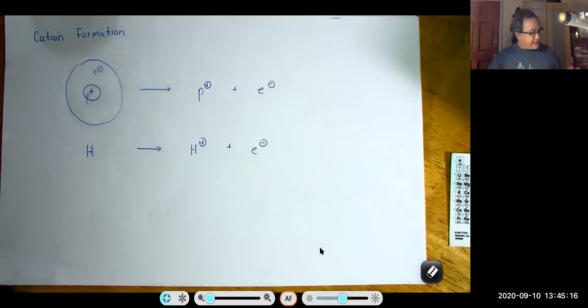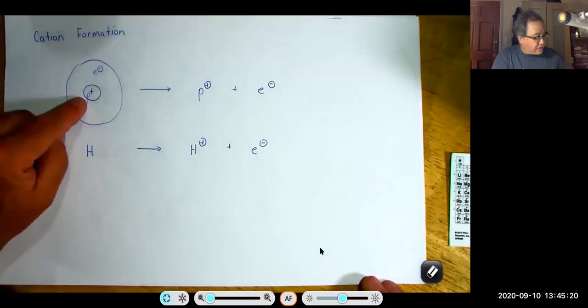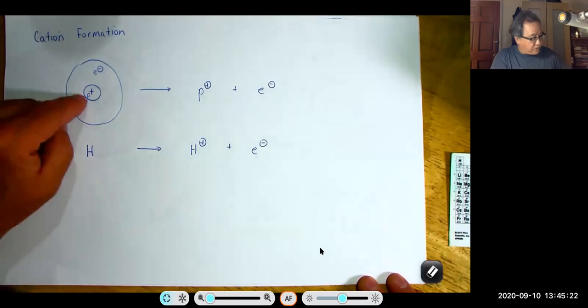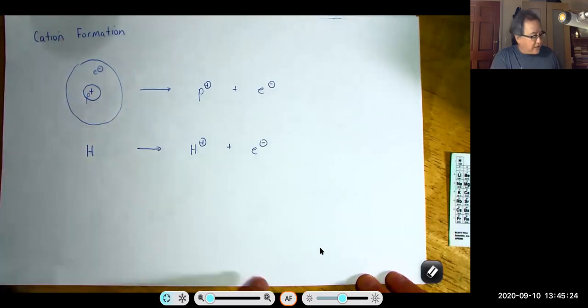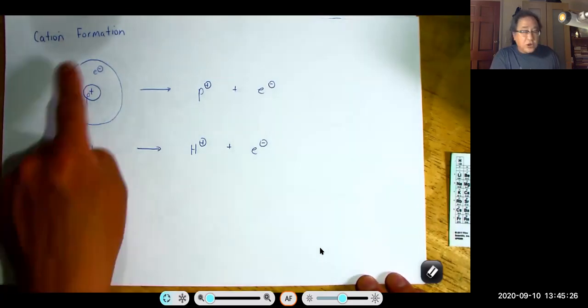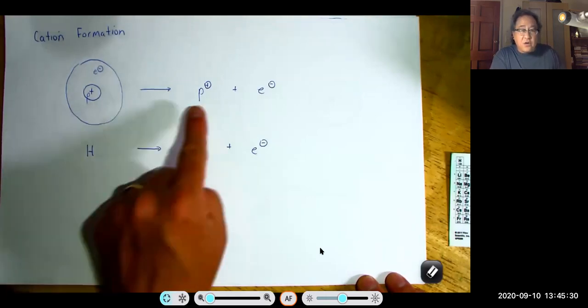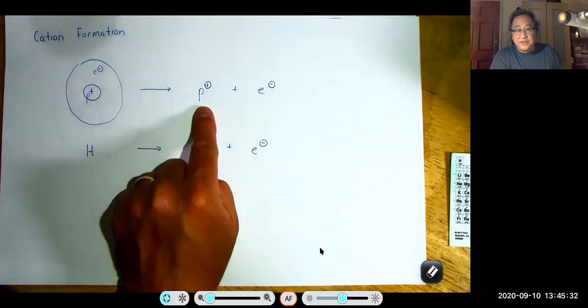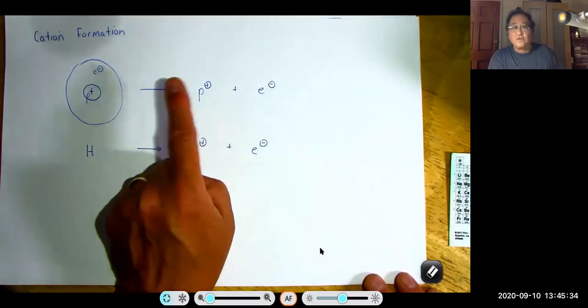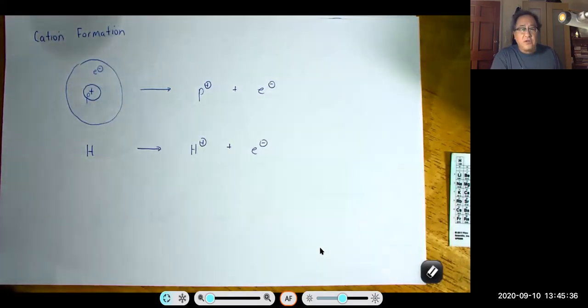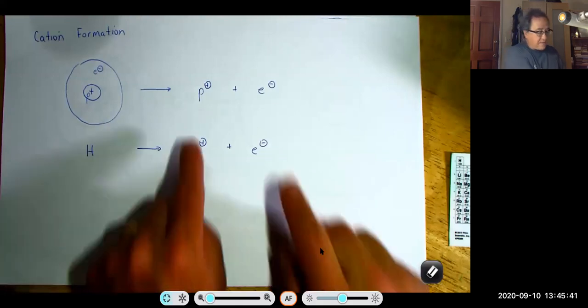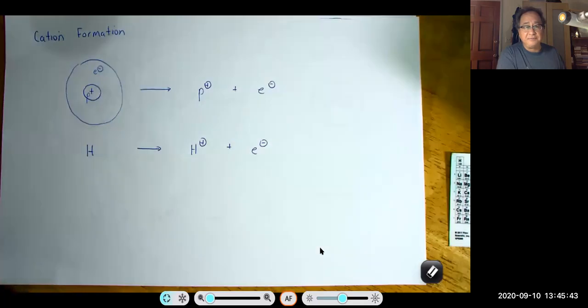So this is cation formation. So here's my proton and here's my electron. Since this has 1 proton, it's a hydrogen atom. To show that this is losing an electron, here's the proton where it's lost an electron. Where's the electron? It's over here. So we're observing what's called the law of the conservation of matter. So we're accounting for the same amount of matter on both sides of the arrow.